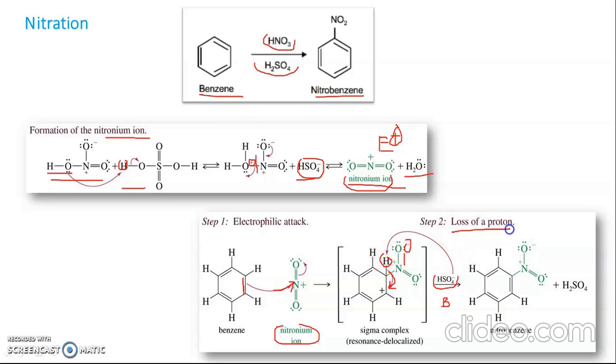So again aromaticity will be gained. This is the step where we can observe loss of a proton, and this is a sigma complex which is resonance stabilized. You can draw the other resonance structures by rotating all the double bonds. Okay, so this is the mechanism. The first step is electrophilic attack, which is the slow step because we are losing aromaticity. The intermediate is the sigma complex, and in the second step we are again losing a proton, and aromaticity is coming back again. So the final product is nitrobenzene.